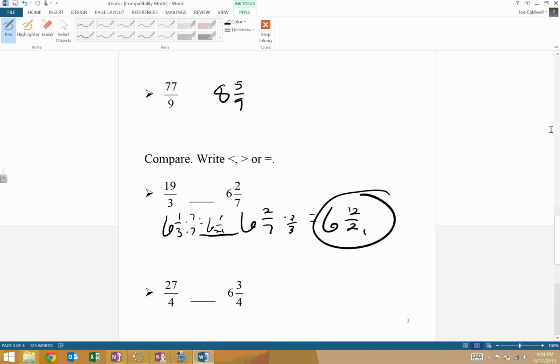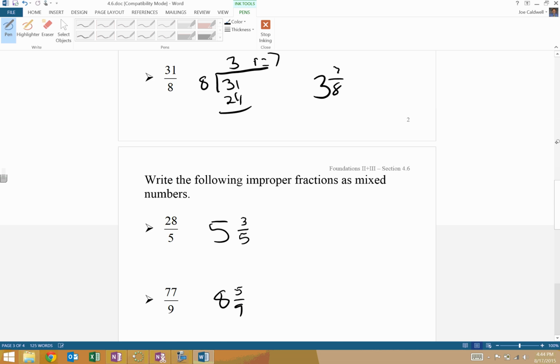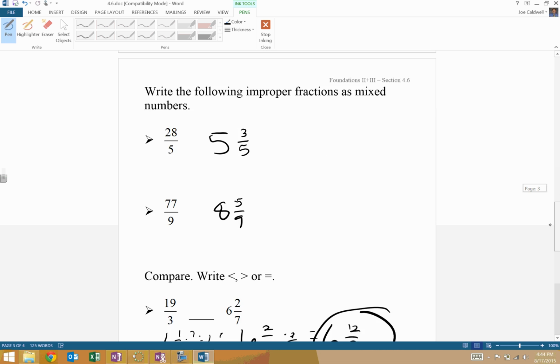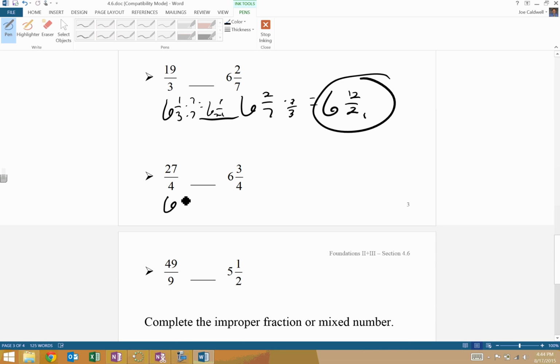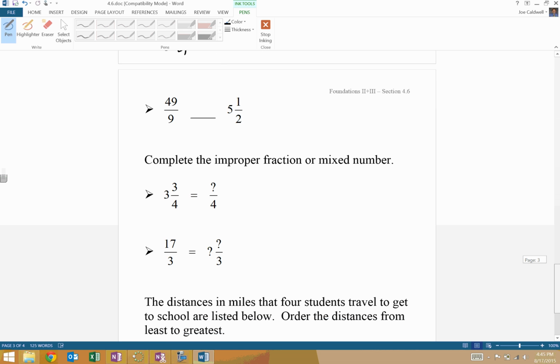The denominator is already the same on this one, so 4 goes into that 7 times right off the bat. I'm sorry, it doesn't go in 7 times, it goes in 6 times with a remainder of 3. So those are going to be equal. Turn one into the other. Six 3/4, and they're equal. Turn one into the other and compare.